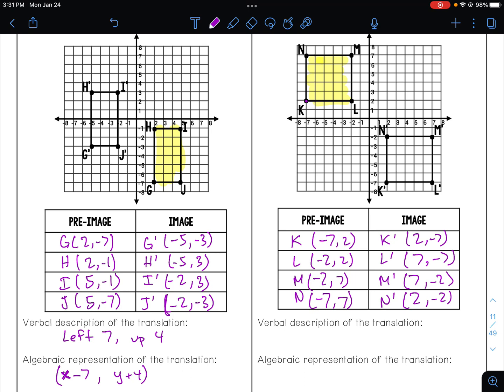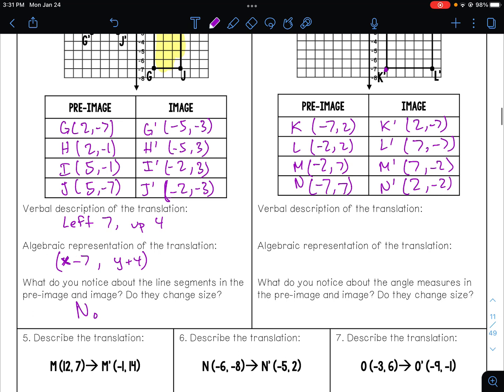Verbal description of the translation. Let's go from K to K prime. So what I did, I moved it 1, 2, 3, 4, 5, 6, 7, 8, 9 to the right, and 1, 2, 3, 4, 5, 6, 7, 8, 9 down.